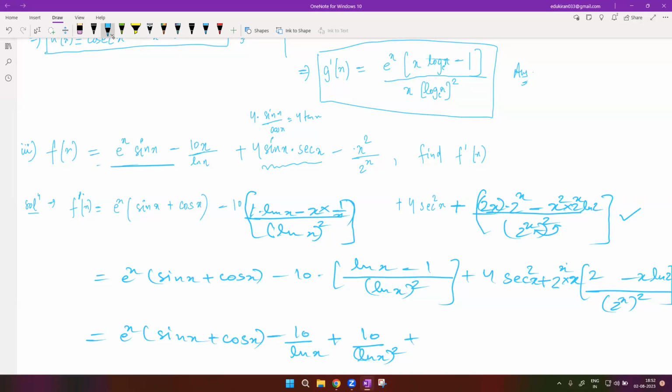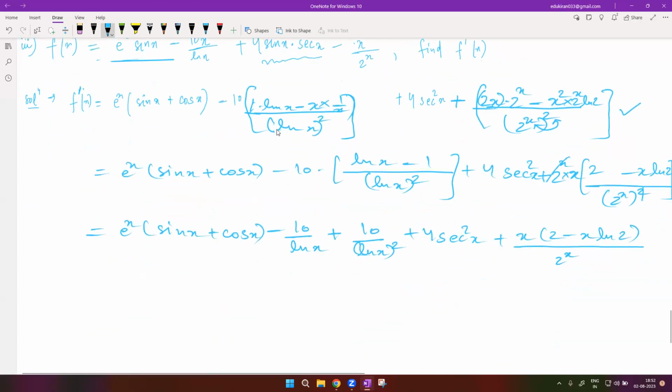Then you can take 2 to the power x into x common from these two terms. So this can be further written as 4 tan x sec x plus, 1 2 to the power x will cancel out with the second 2 to the power x, I mean, you can cancel this with the square. So you will be left with x into (2 minus x ln 2) divided by 2 to the power x. This will be the final answer for the differentiation part.